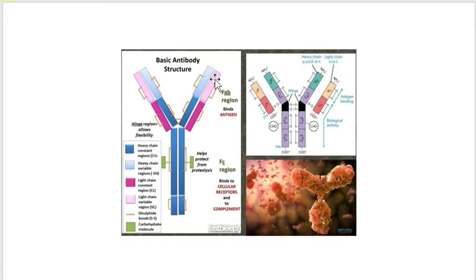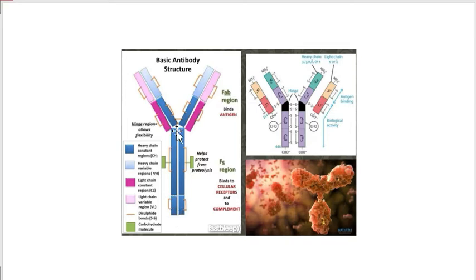It has a light chain and a heavy chain. The bigger chain which you can see is the heavy chain, and the smaller one is the light chain. So this is the variable region of the heavy chain, this is the variable region of the light chain, and in combination they form the fragment antigen binding region, and each antibody has two identical antigen binding sites.